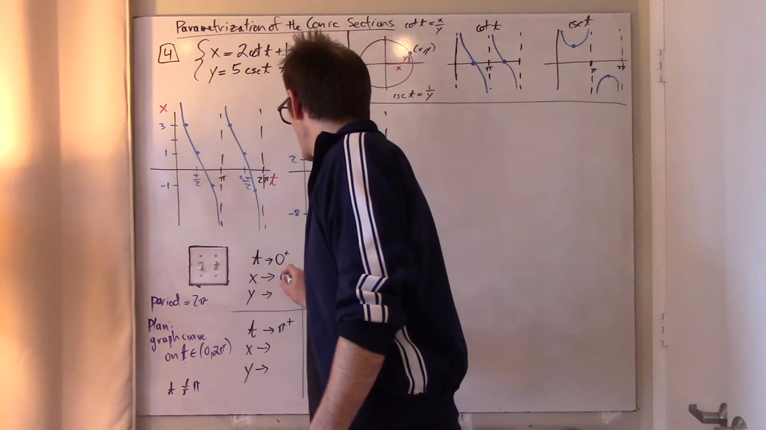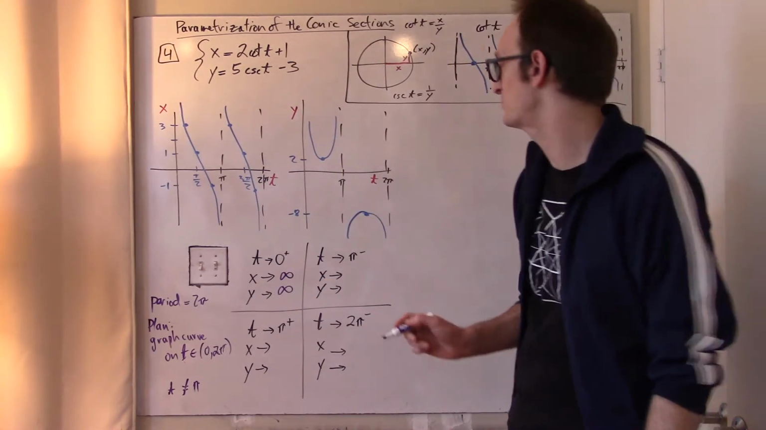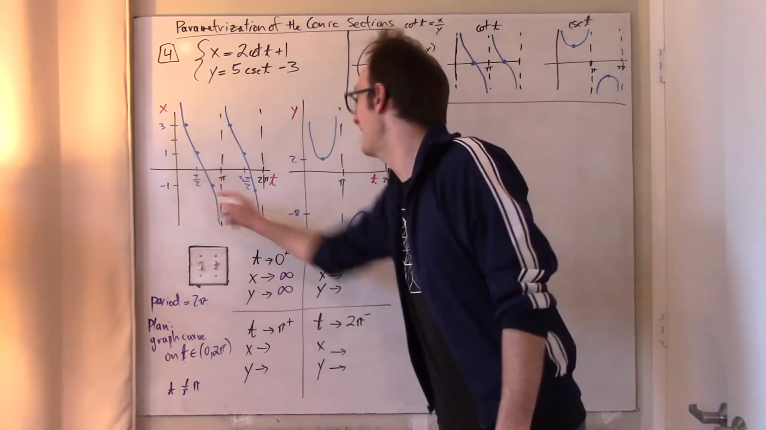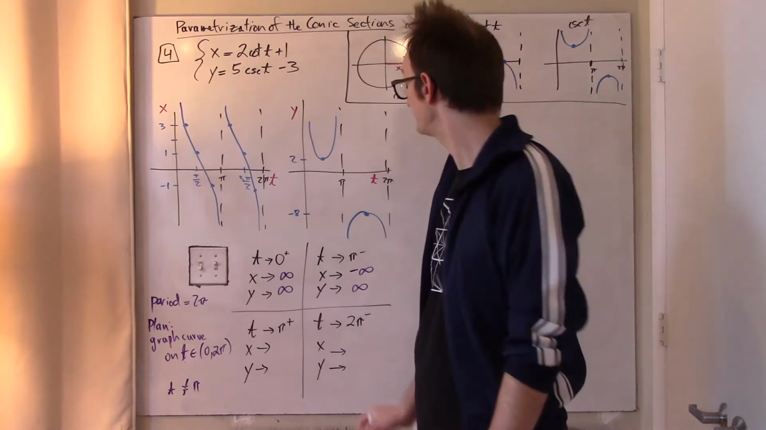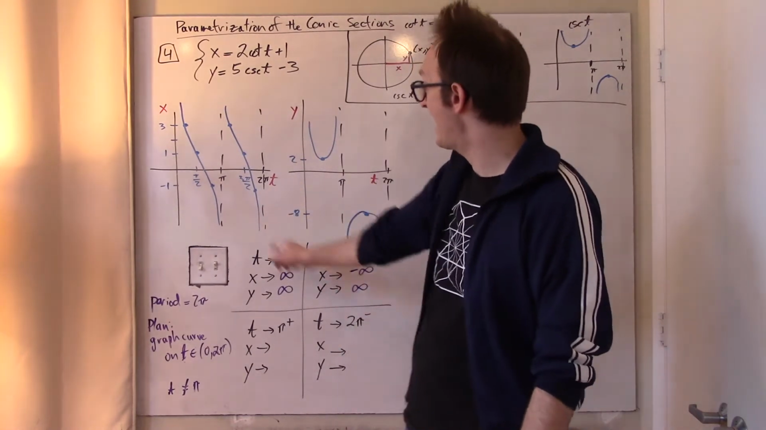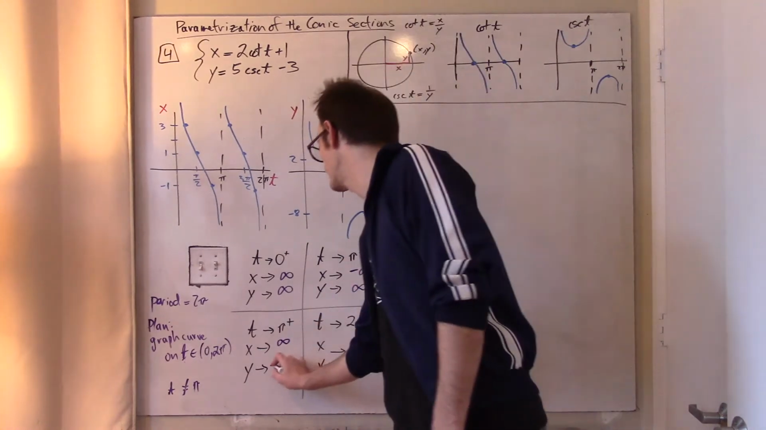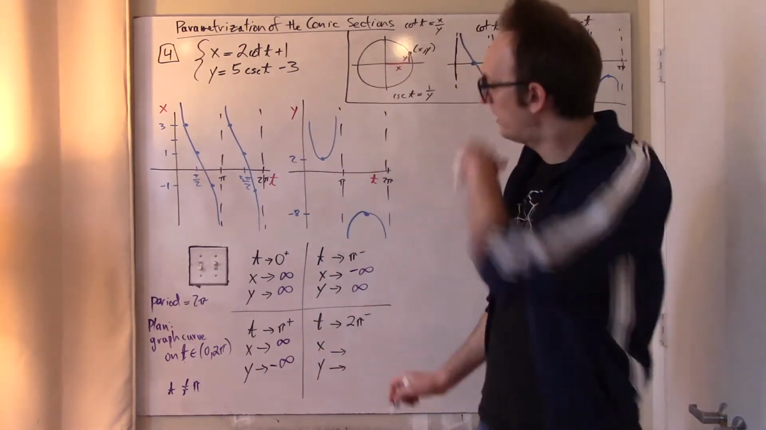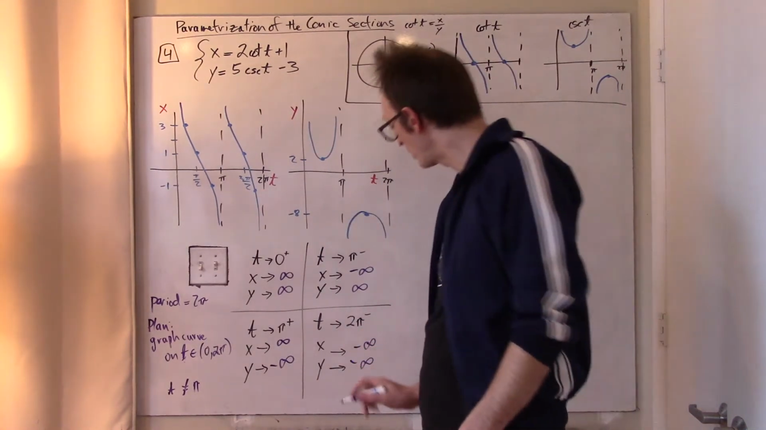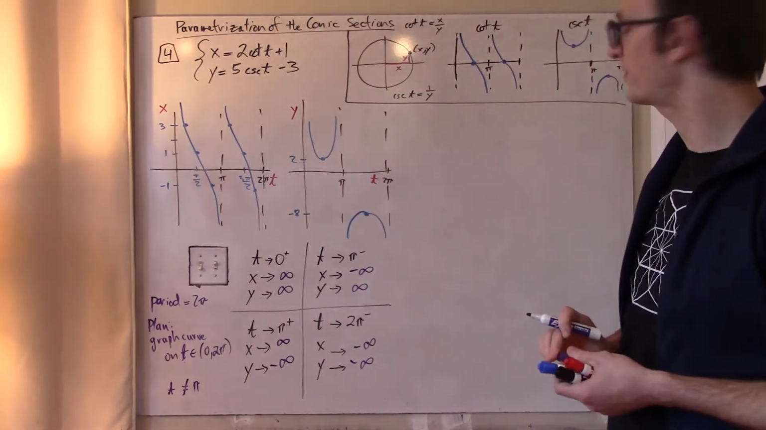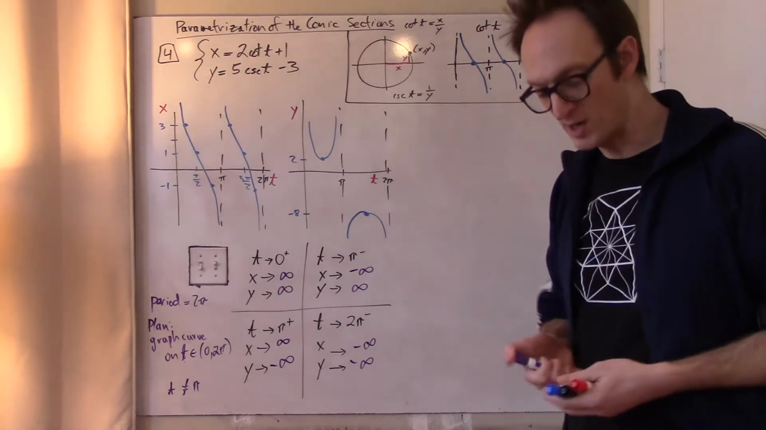Answer, x and y are going to infinity. I could not have done this in my head, or maybe I could have, but I think most people couldn't. Here, x is going to negative infinity, y is going to infinity. A little bit more than pi, x is going to infinity, y is going to negative infinity, and a little bit less than 2 pi, they're both going to negative infinity. Okay, armed with this knowledge, now I can't go wrong. What's left to do? Eliminate the parameter and graph.